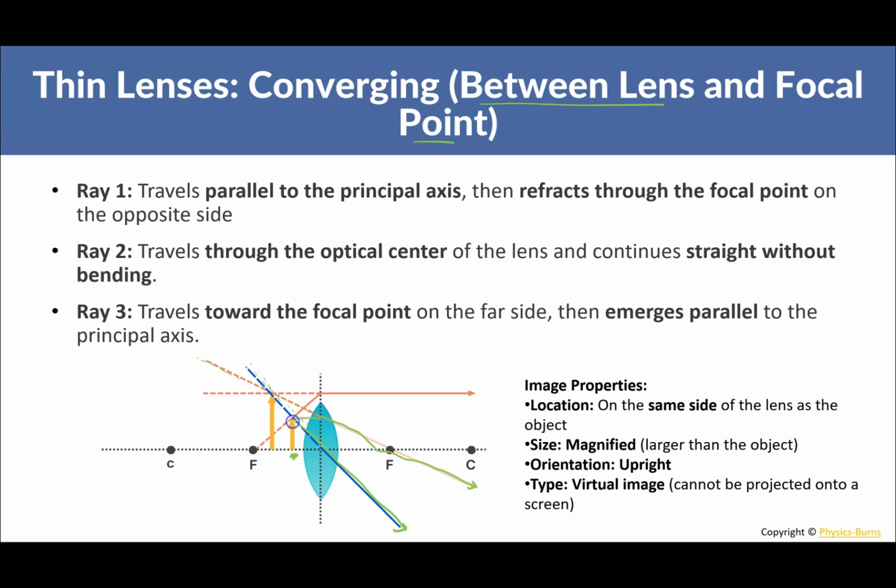So we're going from here, here, and then goes like that, but then reflects back this way. So we can see they all converge at this point over here. So whenever it's between the focal point and the lens, we have the location on the same side, as we can see. It is magnified, it is bigger, it is upright. It is a virtual image because it is on the same side as the object.